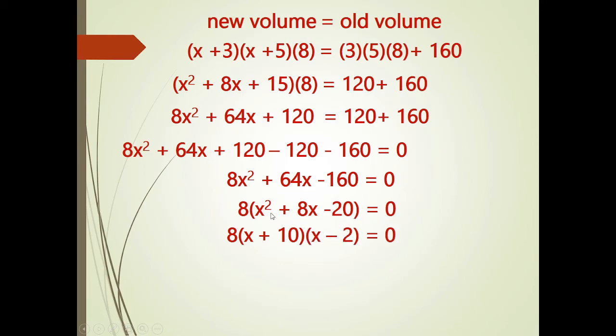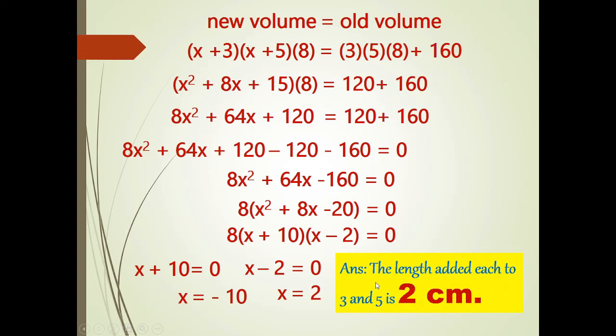Then let us get the factors of x squared plus 8x minus 20, which are (x plus 10) times (x minus 2), because 10 minus 2 is 8 and 10 times negative 2 is negative 20. So, to get the value of x, equate x plus 10 equals 0, which gives negative 10, and x minus 2 equals 0, so x equals positive 2. So the length added to the 3 and the 5 is 2 centimeters.